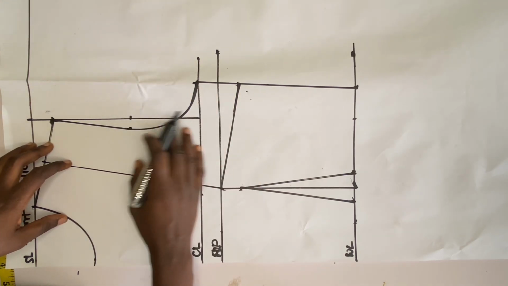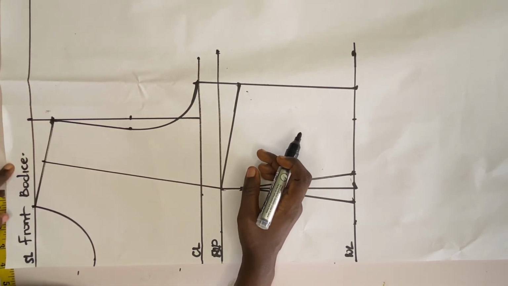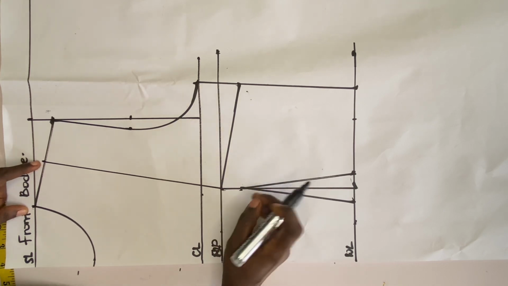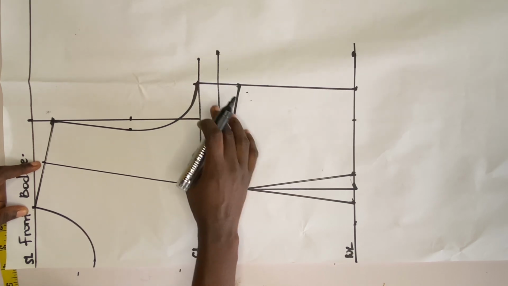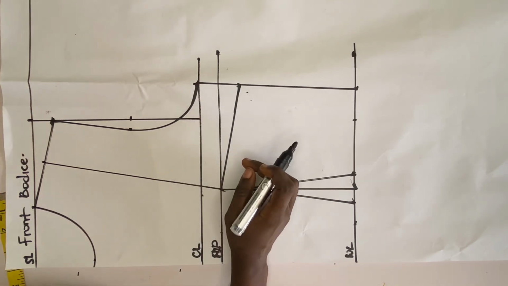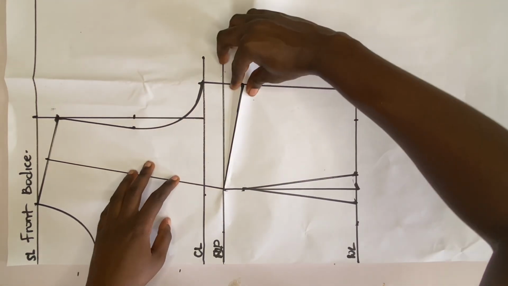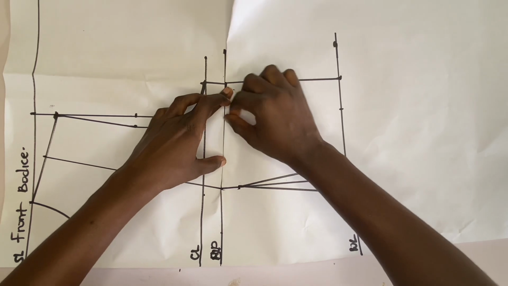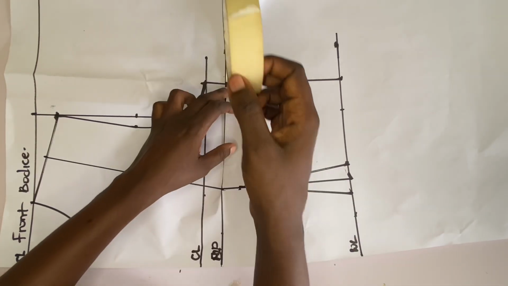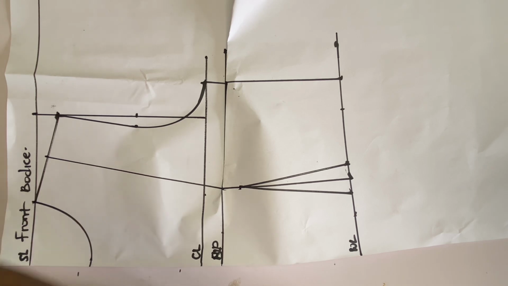So for me now, we are going to close this dart and open this dart, and I'm going to be opening it up to this point, up to the bust point line. But I'm going to be closing this dart right now. So like I said, I'll be closing this dart. So this is me closing the dart, and I'm going to be using a paper tape to hold it down so it does not move.